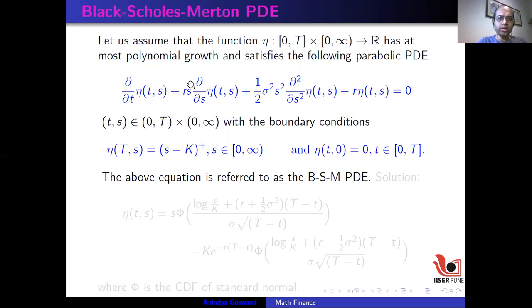So we assume that eta is a function like this, and it satisfies the following partial differential equation, which you have seen in your earlier classes, as Dikantara mentioned. So I'm not explaining much about it. Then I'm just talking about its terminal condition, that eta of capital T, S is equal to (S minus K) plus. That means for my representation, I am only considering the call option.